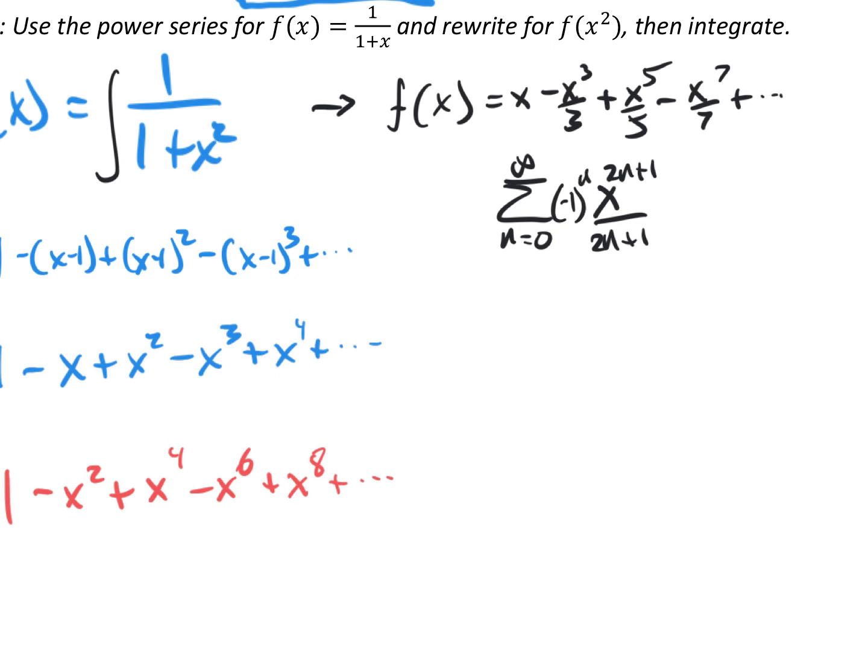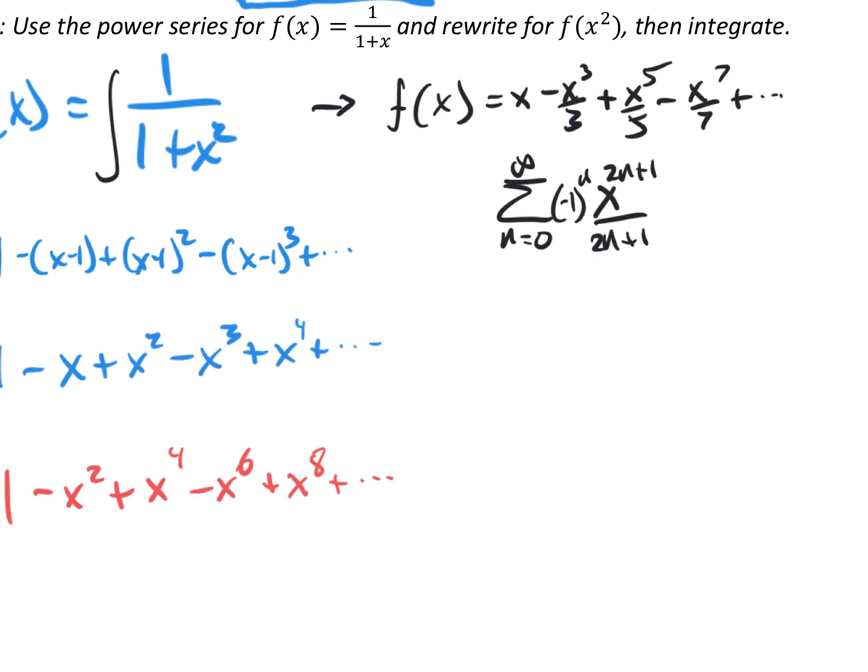Okay? Negative 1 to the 0 power is positive 1. Negative 1 to the first power is negative 1. Negative 1 to the second power, negative 1 to the third power, and so on and so forth. And double check, this is x to the 2 times 0 plus 1. 2 times 0 plus 1 is 1, so it would be x to the first. Plug in 1, we get 3. Plug in 2, we get 5. Okay, there it is. We found it.